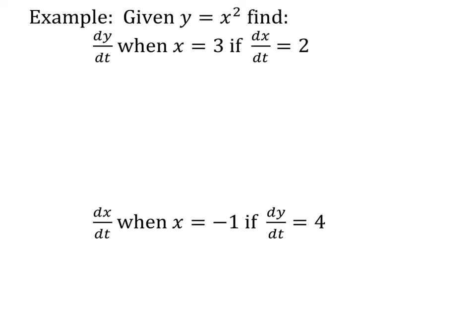So the first example I want to look at is this one. Given that your relation or your function is y equals x squared, find dy/dt. In other words, find the rate of change of y. Find how quickly y is changing when x equals 3, if dx/dt, the rate of change of x with respect to time, is 2. So if x is going up by 2 at this place, how is y changing?